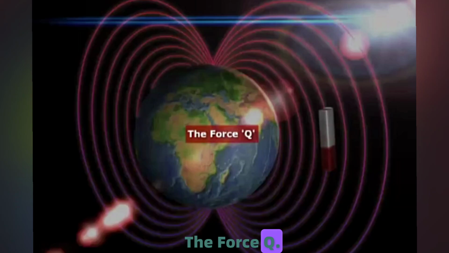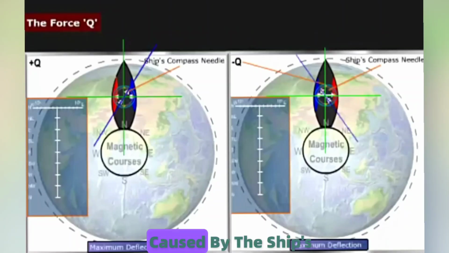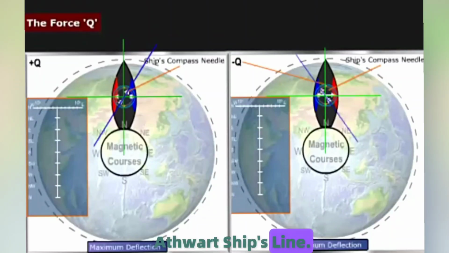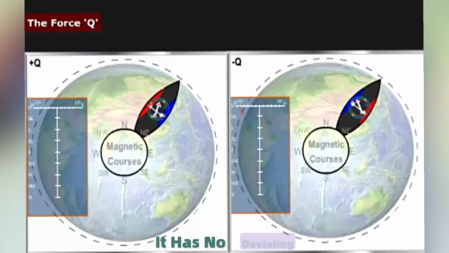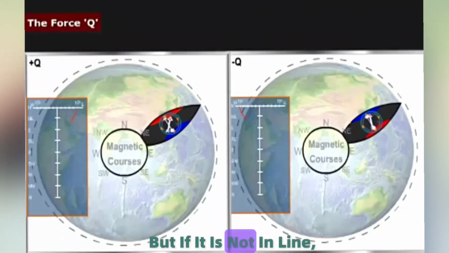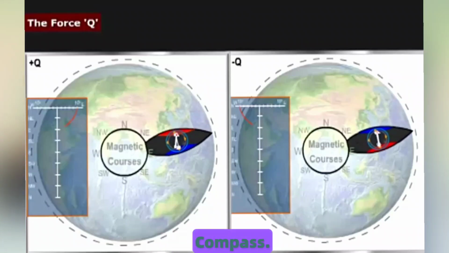The force Q. The force Q, caused by the ship's permanent magnetism, acts in the vessel's athwartship's line. If the force Q is in line with the Earth's magnetic field, it has no deviating effect. But if it is not in line, it deflects the compass.